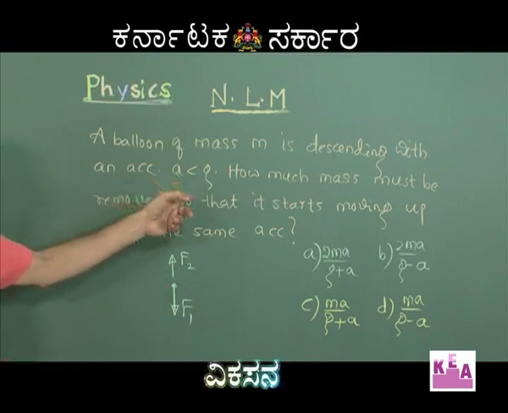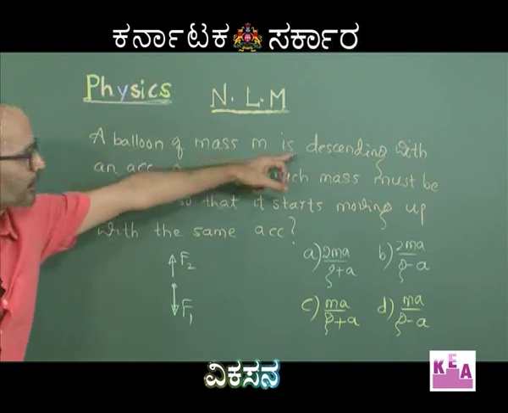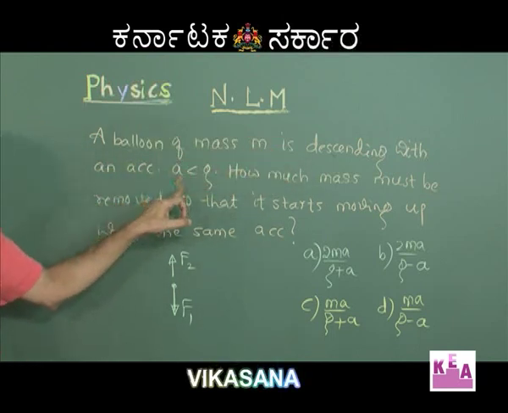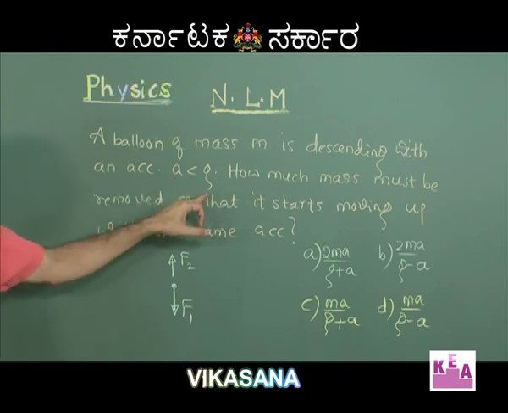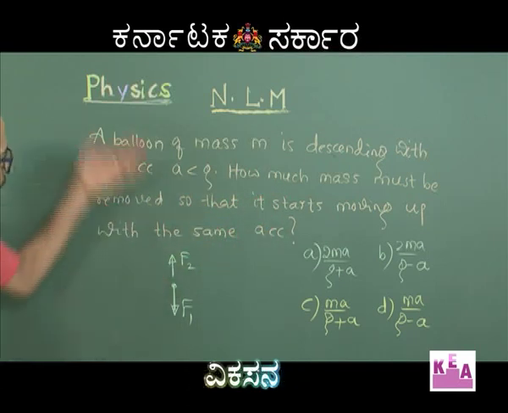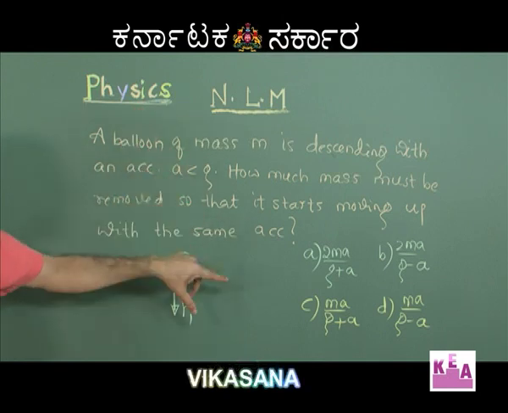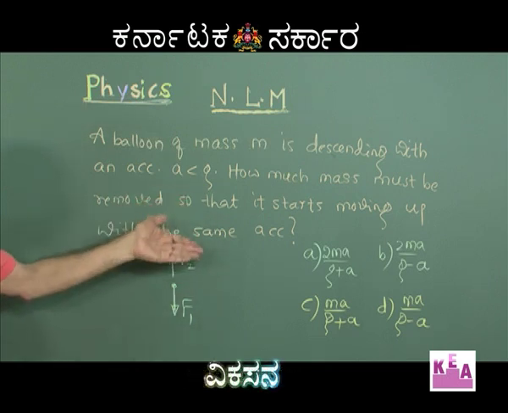Now this problem also I think highlights the same thing. A balloon of mass m is descending with an acceleration a. So right now it is descending and the acceleration is a, less than g, doesn't matter. How much mass must be removed so that it starts moving up with the same acceleration? So now we want it to move upwards with the same acceleration by removing some mass. So what we will do is, initially we will consider F1 minus F2 is equal to ma.